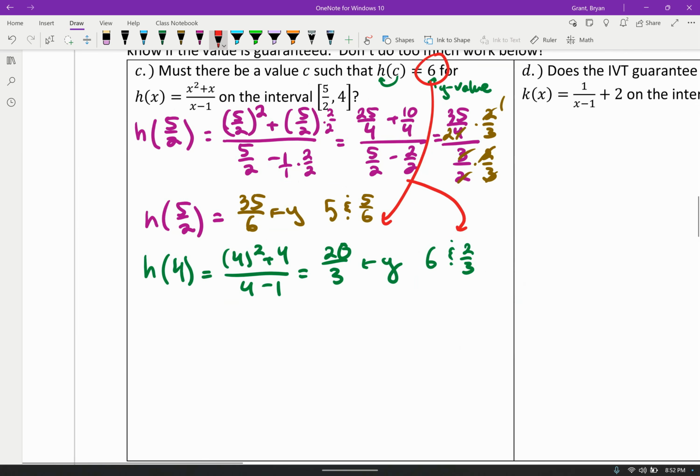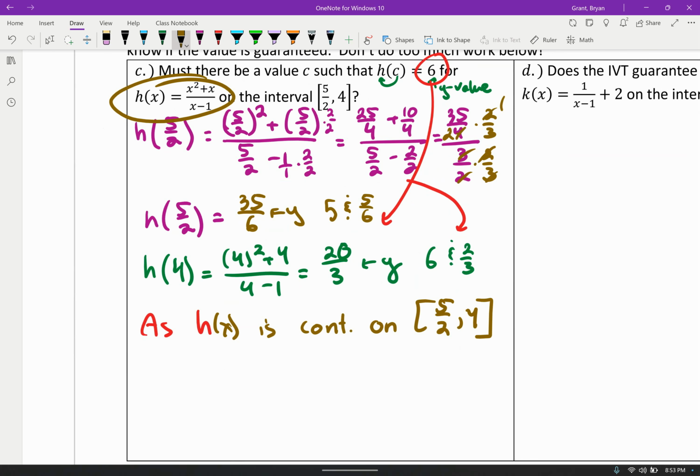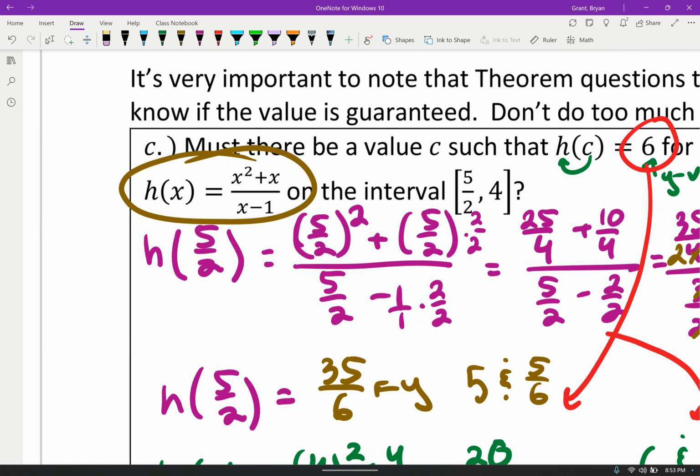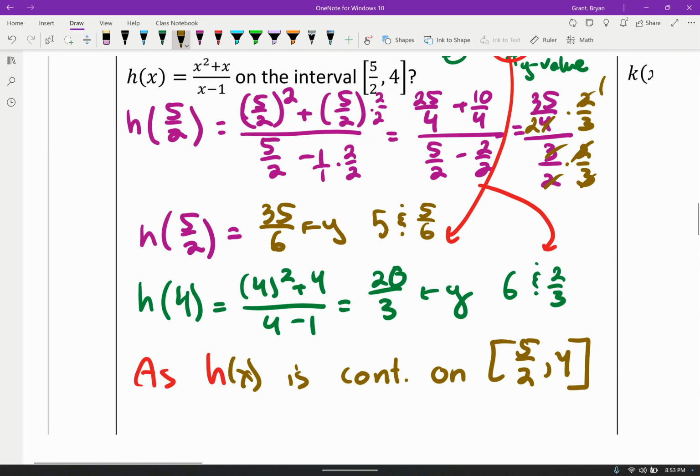So let's write our conclusion. First step of the conclusion, as h of x is continuous on 5/2 to 4. Oh, wait a second. Let's go back to this equation. I don't think that function is continuous, is it? If you look at that, do you see any possible discontinuities there? I think there may even be a vertical asymptote there. If x is 1, 1 minus 1 is 0. You'd be dividing by 0. It's not continuous at an x of 1. So I guess we can just stop there, right?